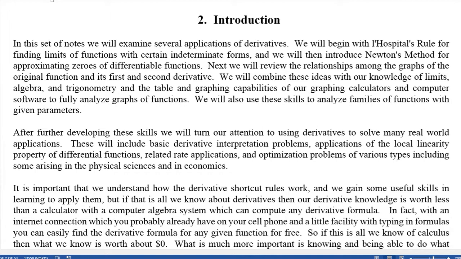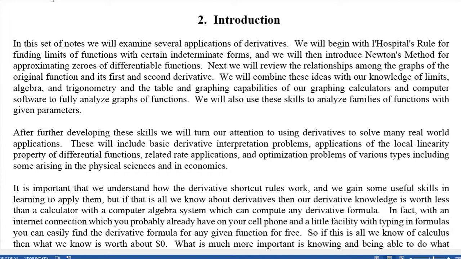And we'll use these skills to analyze families of functions with given parameters. So in other words, we'll have a function, and maybe it'll have some unknown constants, a, b, c, whatever, and those a, b, and c are called parameters. They'll be treated as constants in the function, but they're unknown constants. And we'll find the derivative and the second derivative formulas in terms of those constants, and of course then find things like what are the maxima and the minima and the inflection points and the vertical asymptotes and so on, with those constants in the formulas. So we'll be analyzing entire families of functions all at once.